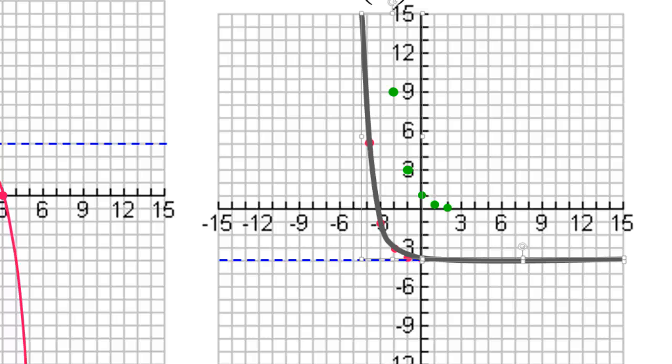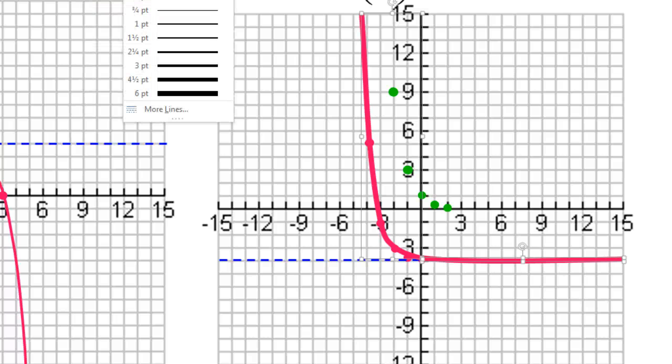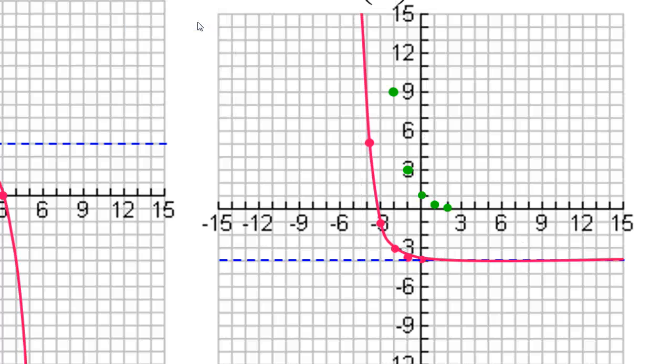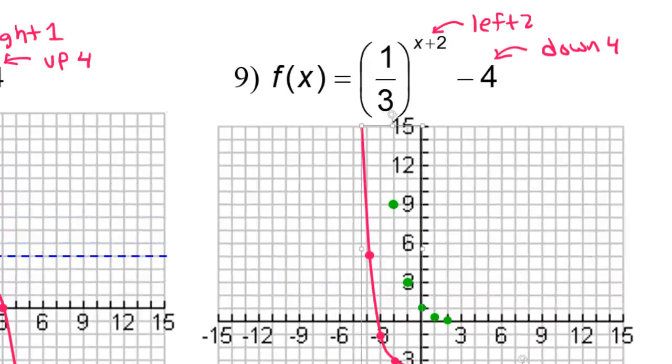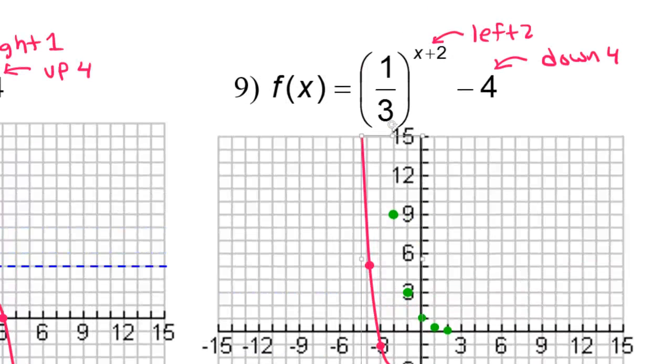Okay, I'm just going to change the color a little bit and make it a little less bold. All right, so your graph should look a lot like this. And that's it for number 9. So that's a good place to stop this video.